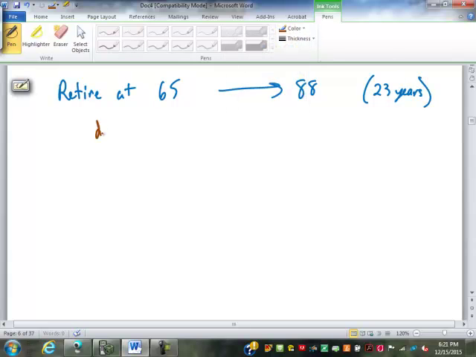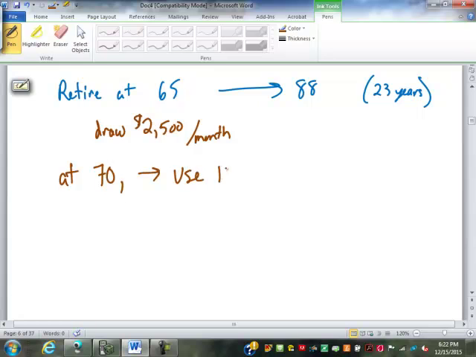We want to draw $2,500 per month. But here's the catch. At 70 years of age, once our youngest grandchild is out of high school, we plan to move somewhere warmer. So we want to use $15,000 to move.